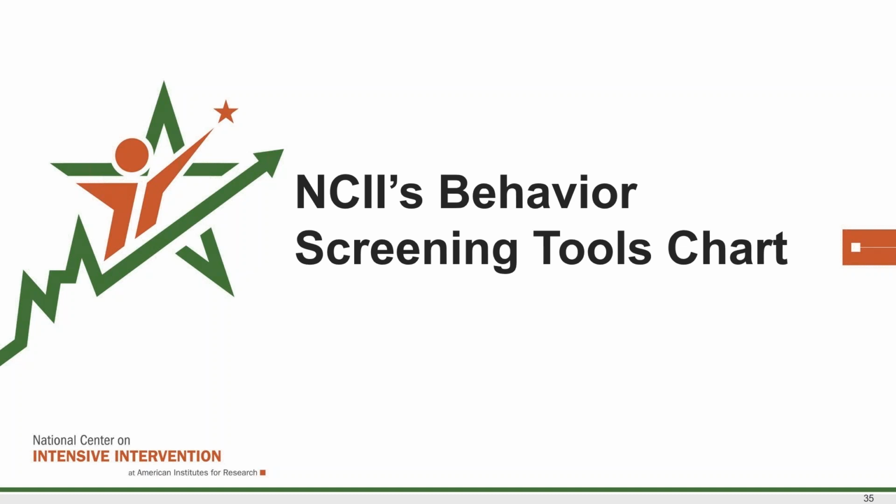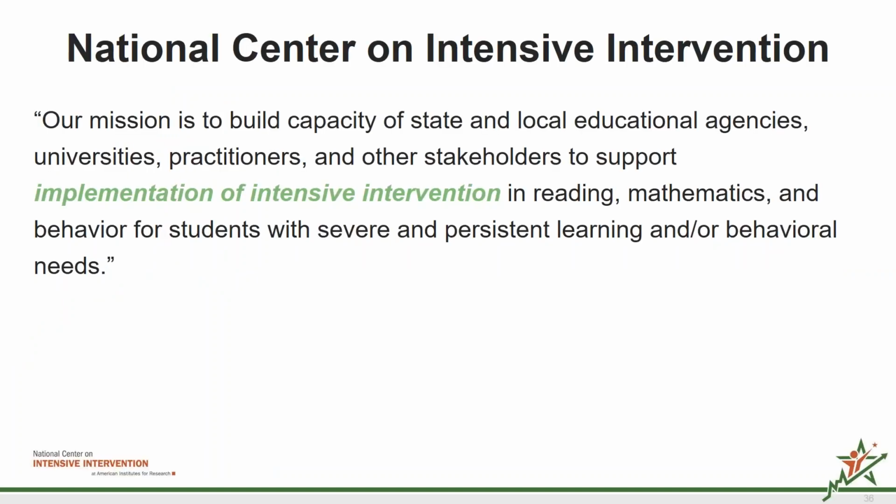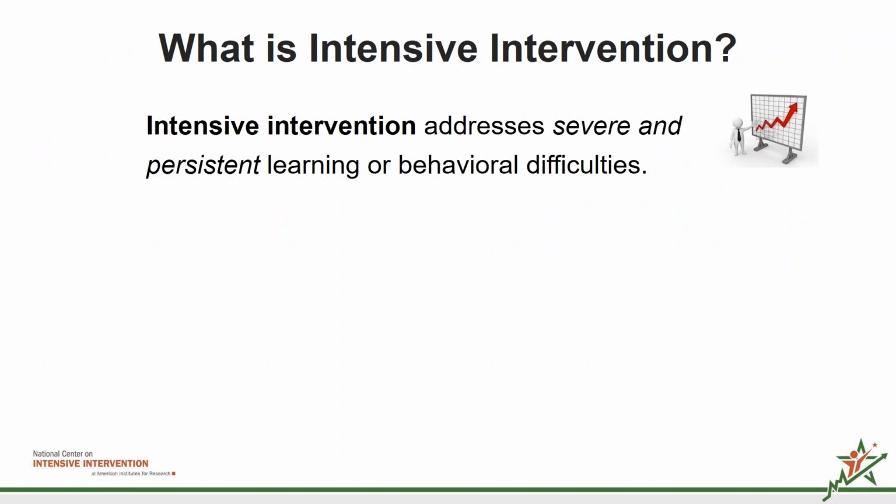One of the things that we're really thinking about for NCII is this idea of supporting students with the most intensive needs. It's really the mission of this work, working with states and LEAs and schools and universities and practitioners and others to support that implementation. And one of the things that Kathleen mentioned, and that we're also really focused on, is that integration of academics and behavior.